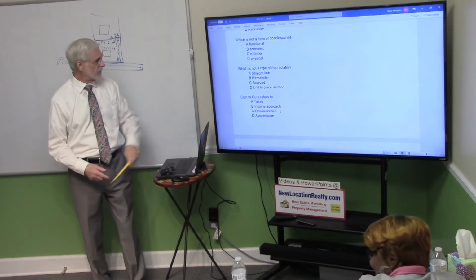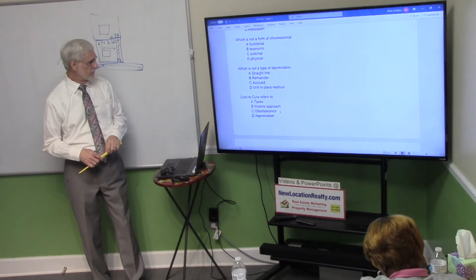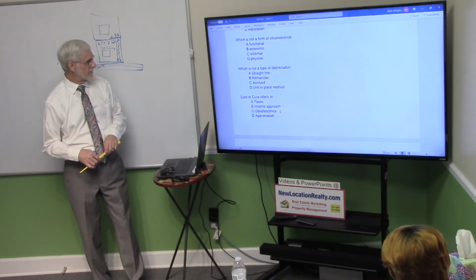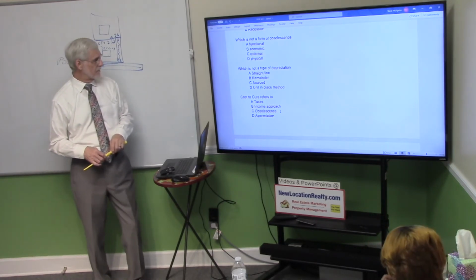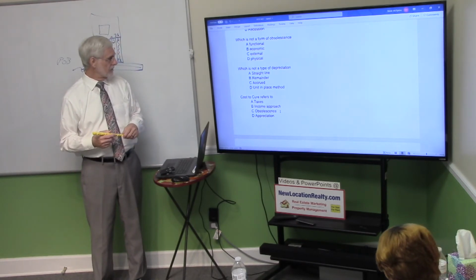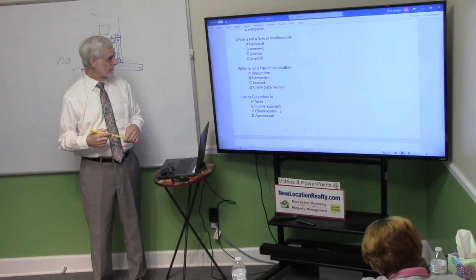Which one of these is a type of depreciation? Straight line, approved, unit in place. Which ones are depreciation? Which one is not? I don't remember any of them. Straight line, straight line approved, unit in place method.